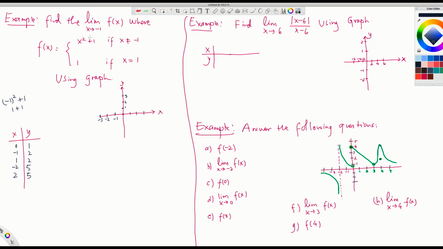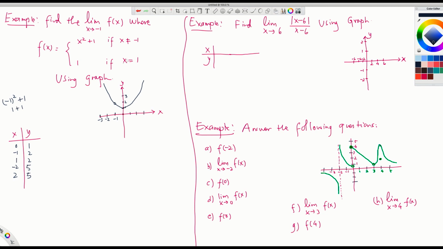So you see that this is a parabola. y equals x squared plus 1 is a parabola that is shifted up by 1 unit. So it will look like this. This is the graph of that parabola, f of x equals x squared plus 1. But this parabola is true only for x not equal to -1, so you need to have a small hole at -1. That is the small hole there, because at -1 there is a small hole.